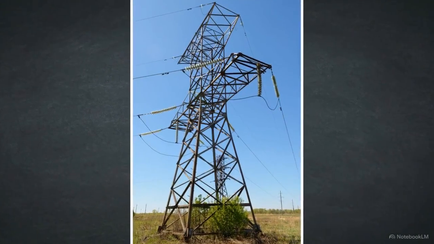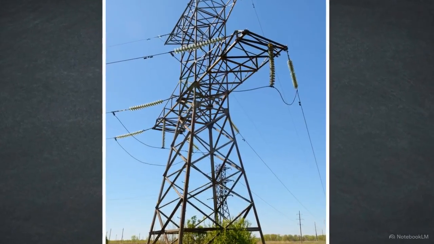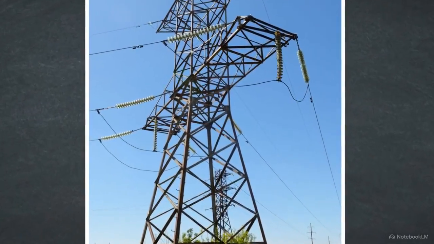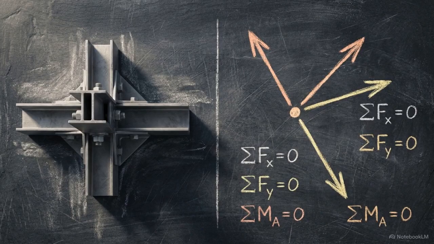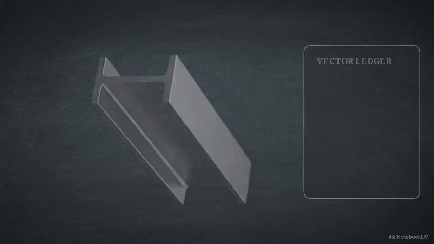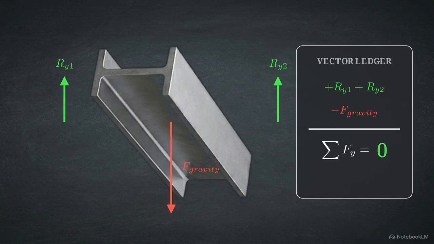Engineers view this transmission tower as a dense network of intersecting points, conduits for the invisible, continuous forces passing through them. To calculate those forces, engineers rely on a specific analytical tool, the free body diagram. A free body diagram is an exact mathematical accounting system. It tracks every vector acting on an object.